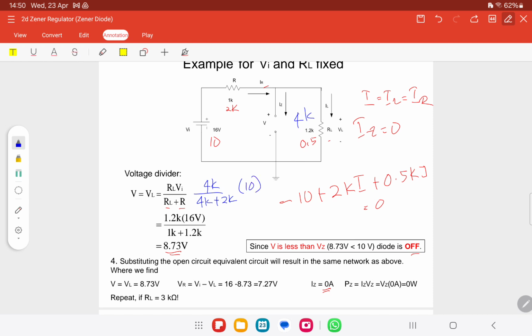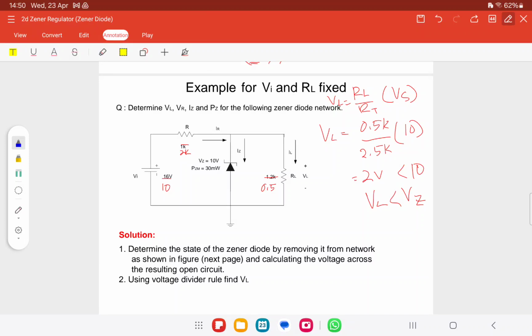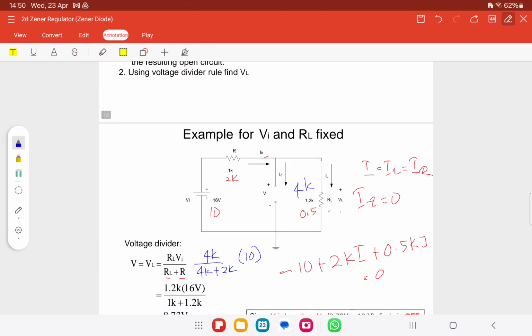6? Tak cukup juga. Dia kena more than the VZ. VZ kita 10, so tak boleh. Letak 8 terus. Okay, the 4K tak boleh, dah tukar 8. Yang lain faham tak? Kenapa kita tukar-tukar ni?